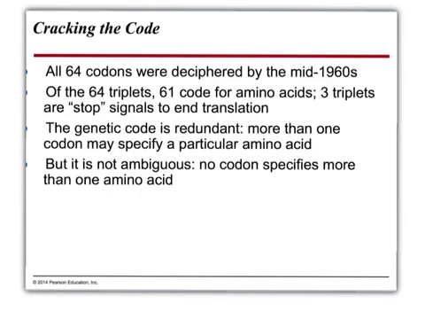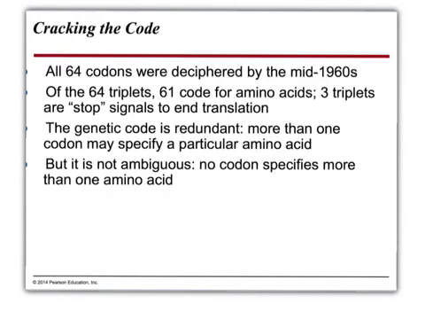So, we have 64 possible triplets. They were deciphered in the 60s. Of the 64, 61 of them code for a particular amino acid. Three of them do not code for an amino acid, and that is considered a stop signal. There's a fail-safe mechanism in the ribosome where if an amino acid doesn't fit, everything dissociates and translation stops.